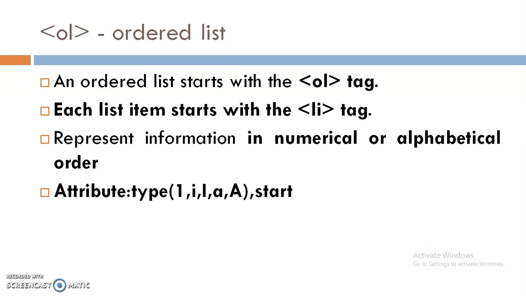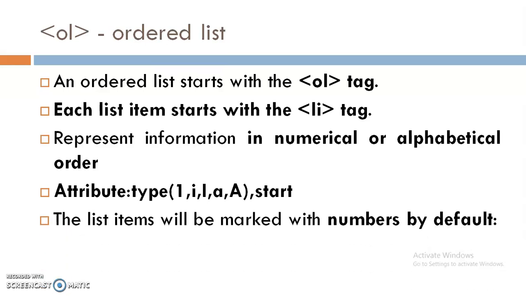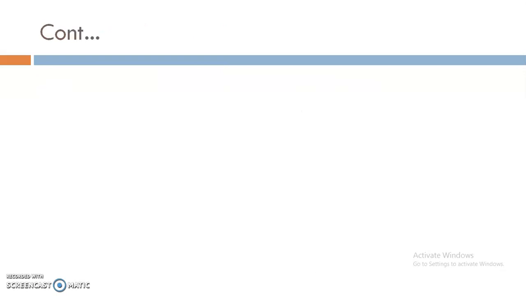Suppose I want to display information in numerical form, then the value of type is 1, I, small i or capital I. If I want to represent information in alphabetical order, then I have to use small a or capital A. And the second attribute, start, represents the starting point of the list. The list items will be marked with numbers by default.